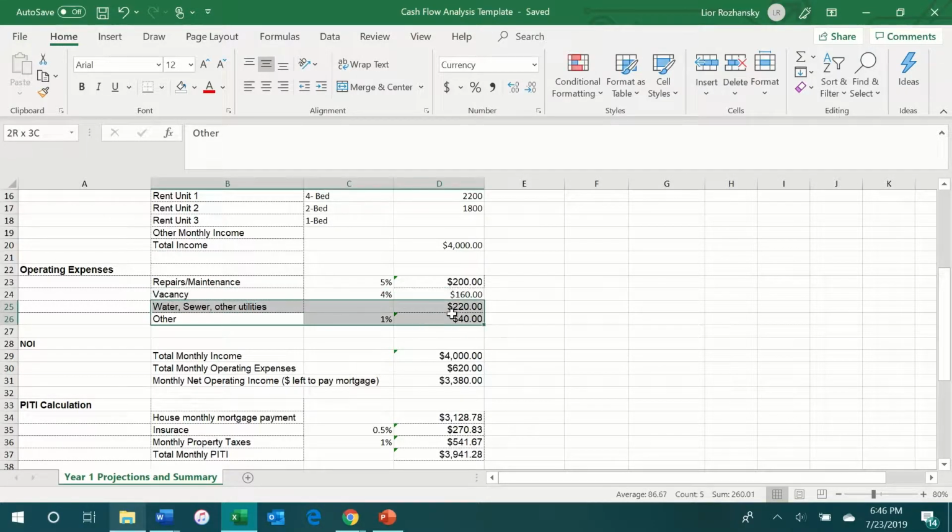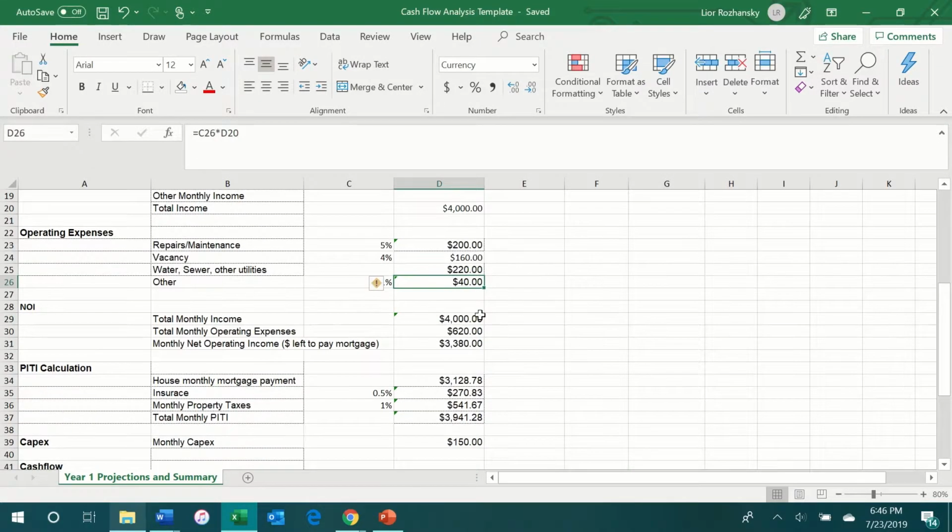And then finally, I also include an other budget, which I keep kind of small. But this can include any other surprises you might not have accounted for. It can also include things like snow removal if you're not going to do that yourself. Basically, things will pop up with an investment property, so you've got to be prepared.